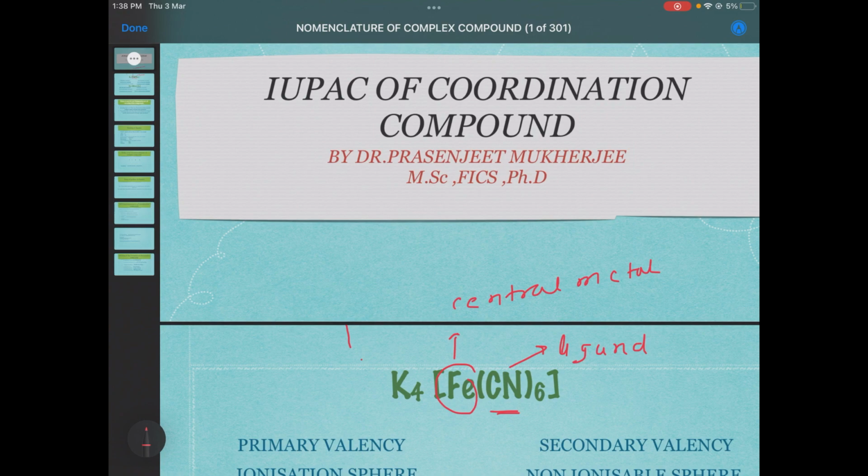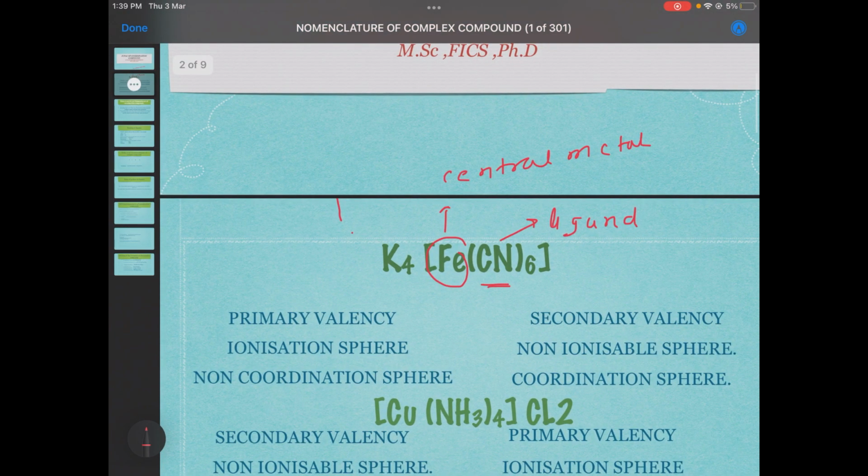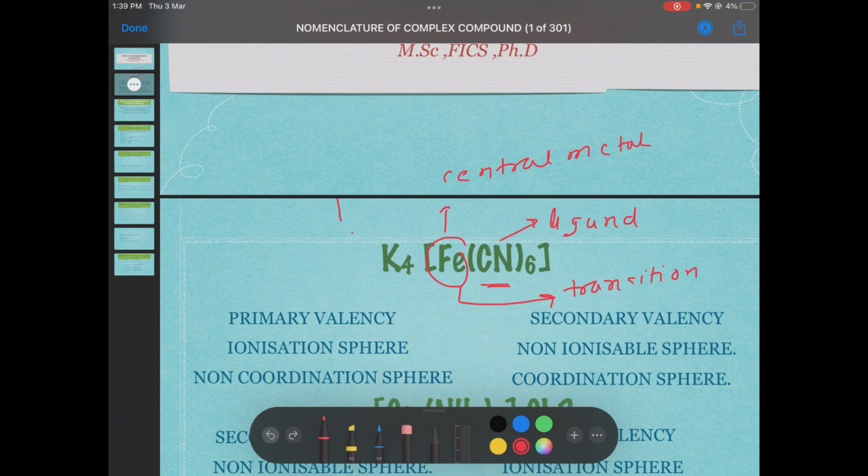If I want to name a complex compound, we should note that the central metal atom should be there and it should be a transition metal. If I discuss transition metals, you know that there are metals of the 3d, 4d, 5d and 6d series. Commonly in our syllabus, the 3d series transition metals are involved in the formation of complex compounds.